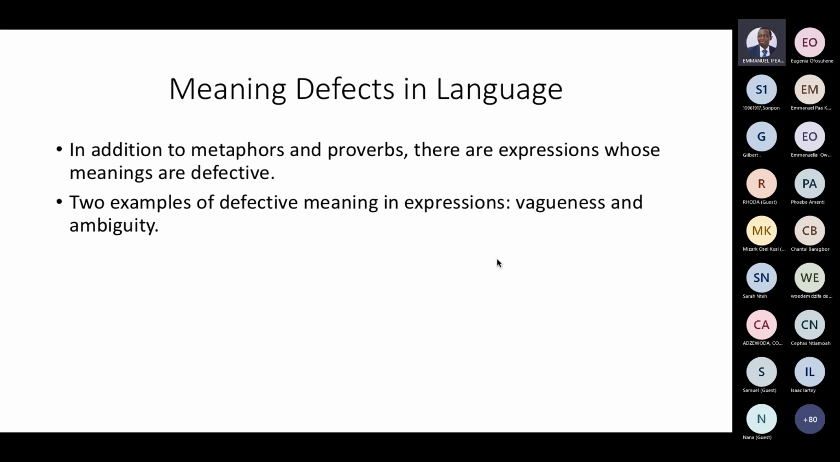And so apart from such statements, we need to also look at some other statements that could give problems in terms of meaning. And so we need to look at some meaning defects. There are some problematic meanings, or some problems in meaning that occur from time to time. So in addition to metaphors and proverbs, there are expressions whose meanings are defective. Two examples of defective meaning in expressions are vagueness and ambiguity.